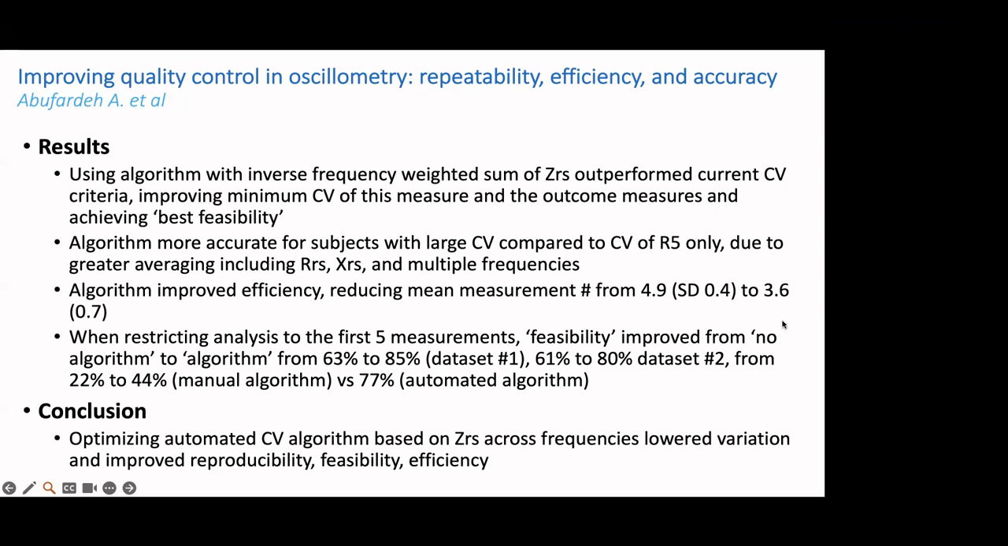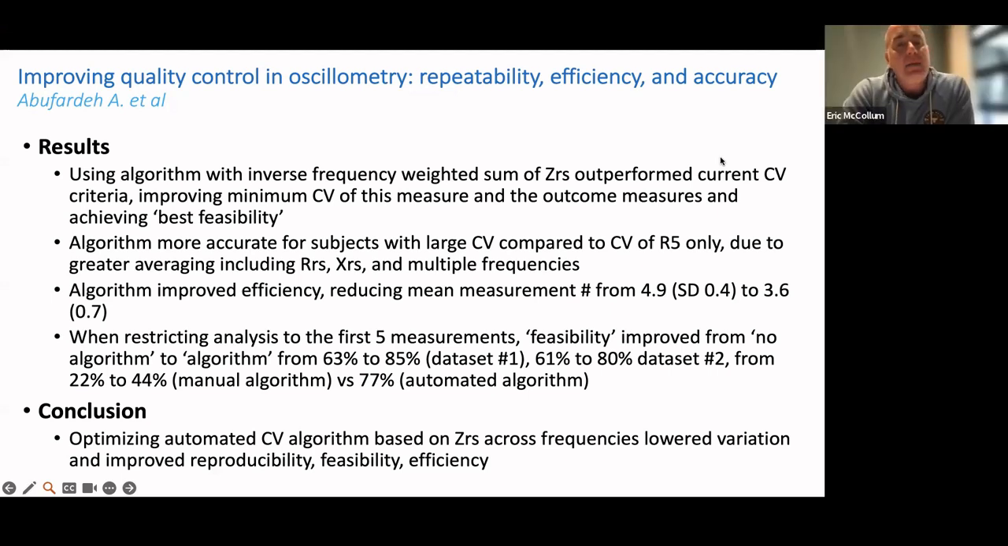Well, thanks so much for presenting this, Eric. This is something that's obviously much needed with oscillometry, because just using a CV for R5 seems odd. So I'm fascinated by this. Not quite sure about the definition of best feasibility, as you say. My question is: the algorithm basically categorizes more tests as good quality versus just using the CV of R5? Is that correct?